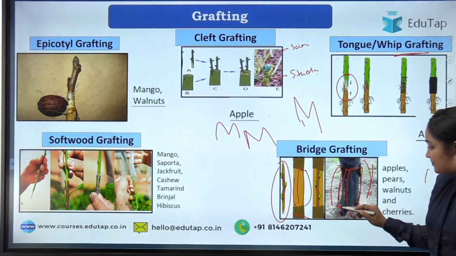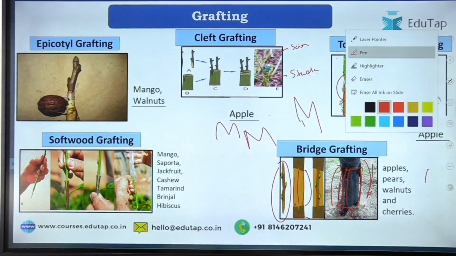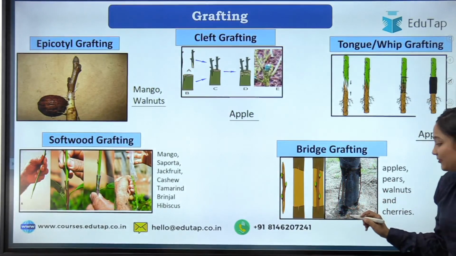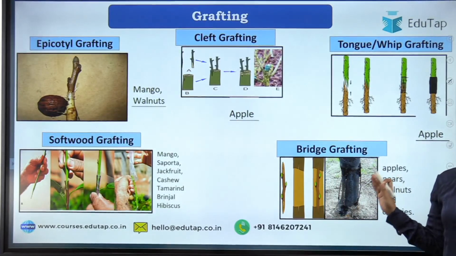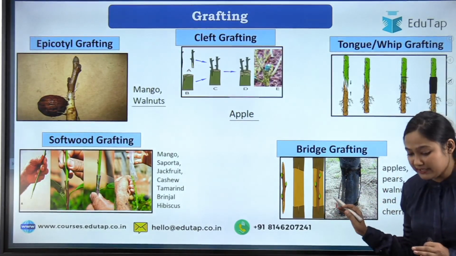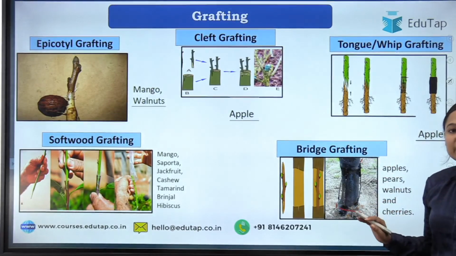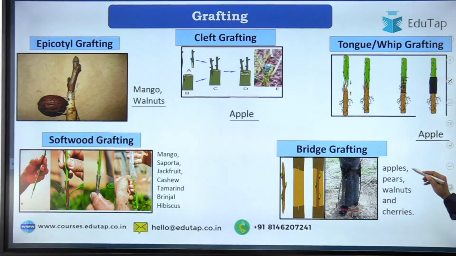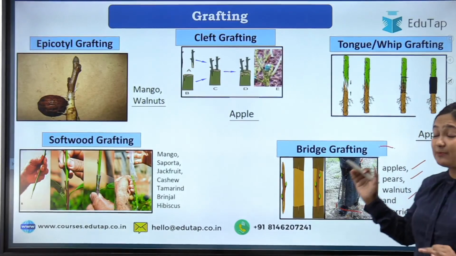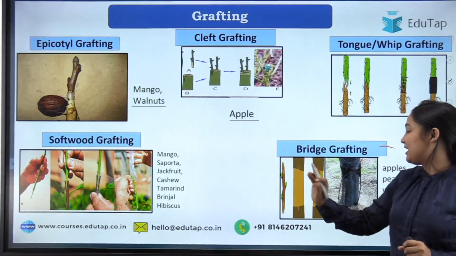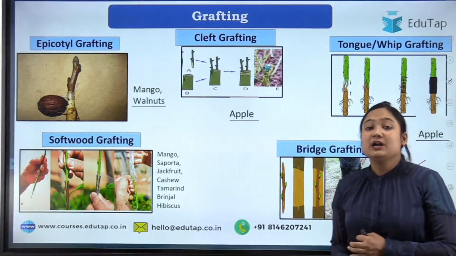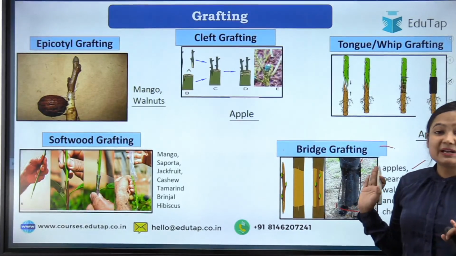You will put new branches around the damaged part. Because of that, these will act as a bridge, or they will make a connection between the upper part, that is the stem part, and the lower root part. So this is your bridge grafting, again done in apple, pear, walnut and cherries. But usually this is done for forest fire damage or damaged orchard plants. This bridge grafting is very much used. Now I think everything is clear about grafting.